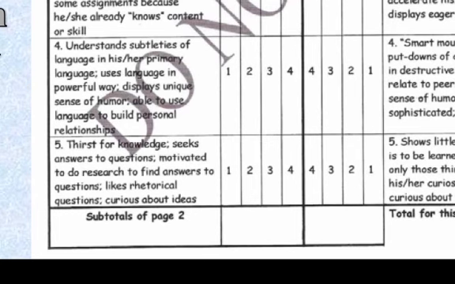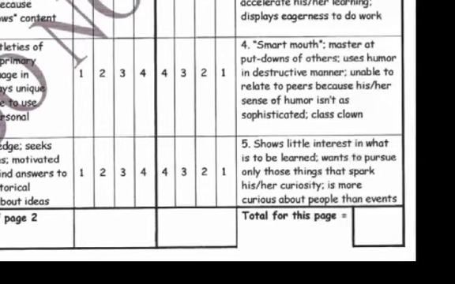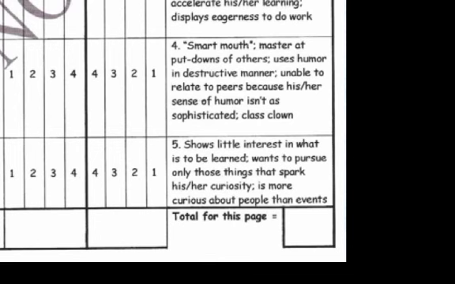And the last one that we're going to look at in this section is thirst for knowledge, seeks answers to questions, motivated to do research, to find answers to questions, like rhetorical questions, curious about ideas. On the other side, shows little interest in what is to be learned, wants to pursue only those things that spark his or her curiosity, is more curious about people than events. So you can see on here how this takes a different look at the gifted child and really looks at the two sides of potentially high achievers, potentially highly gifted children.